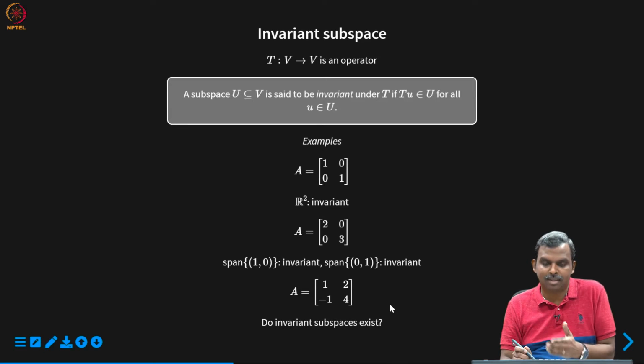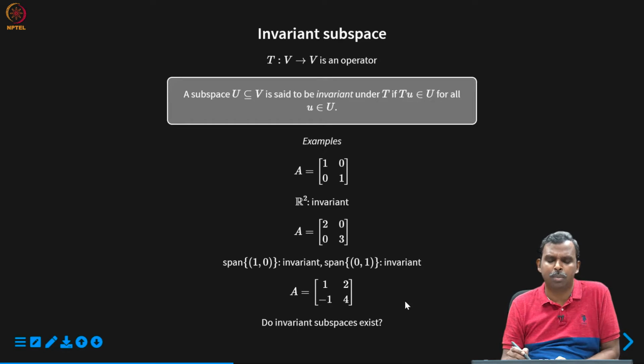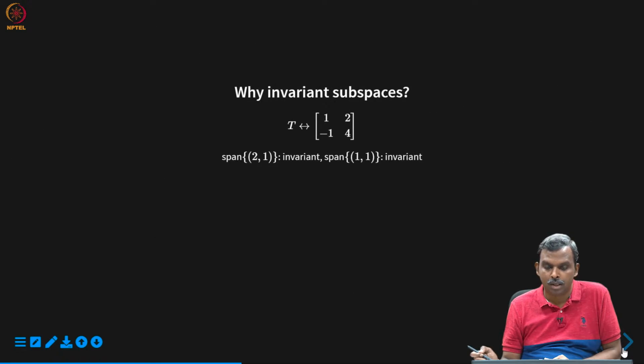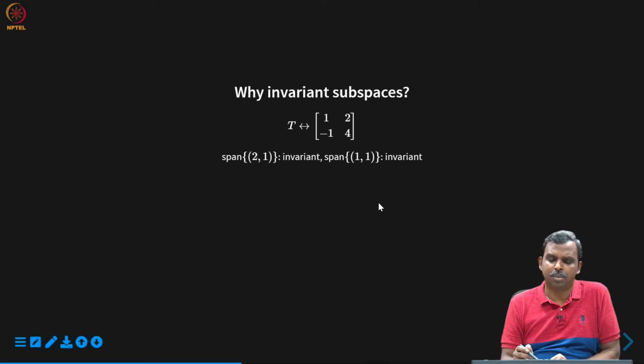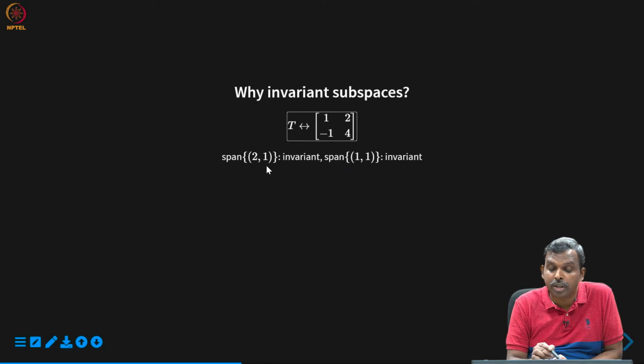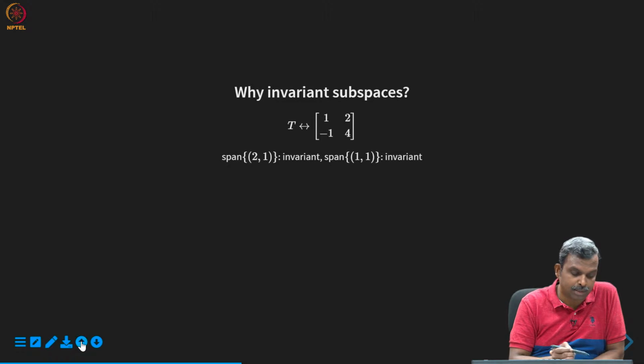So, let us see this particular example a little bit more closely. I will give you the answer for this and we will talk about why that helps. Then we will look at how to find those invariant subspaces, define things properly and do it properly. So, here is the answer and why invariant subspaces are interesting. It turns out for this 1, 2, minus 1, 4, there are in fact two different subspaces which are invariant.